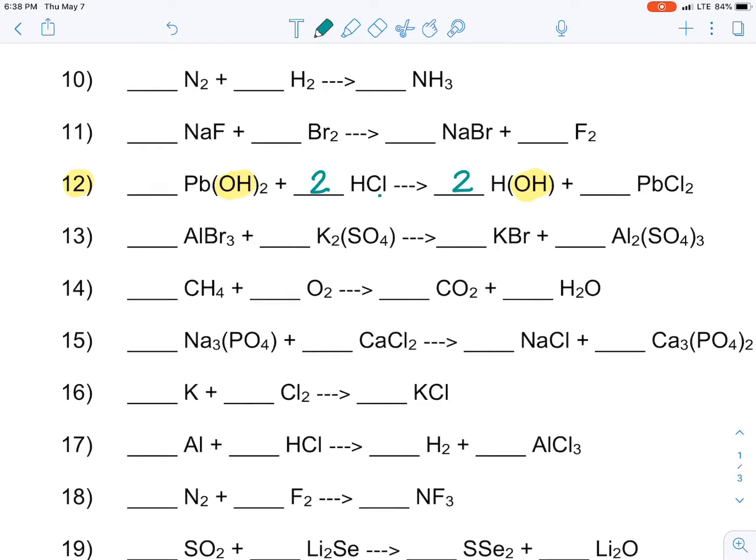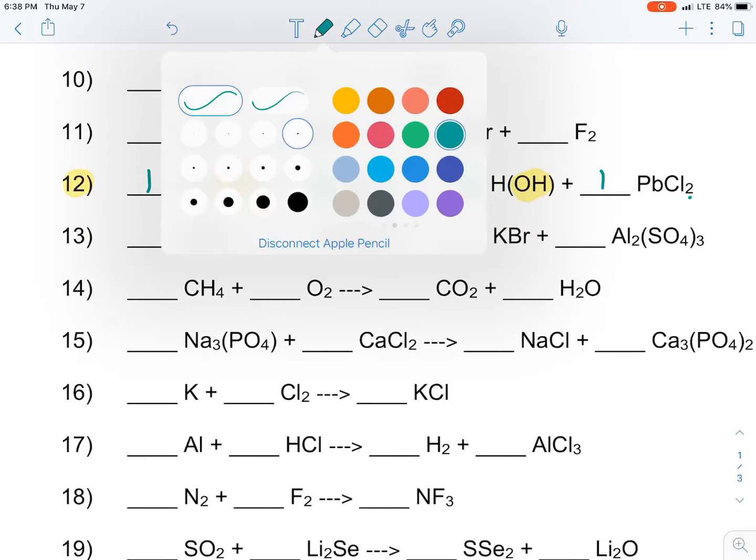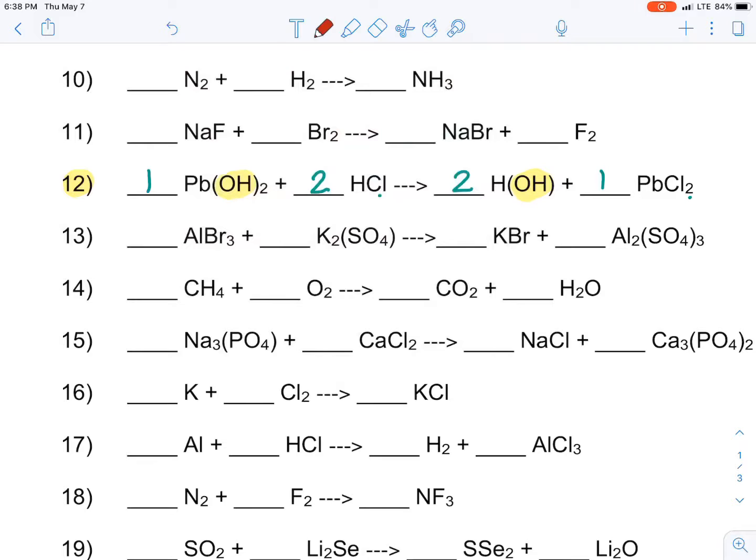Now we have two Cl's, and we already have two Cl's, so that's good. We'll put a 1 there. That gives us 1 Pb, 1 Pb. We're back to where we started. Okay, so it goes pretty quick. It goes pretty easy. It works most of the time. Sometimes you have to double these things up to make it work, but most of the time it's just as simple as that. Let's do this next one.